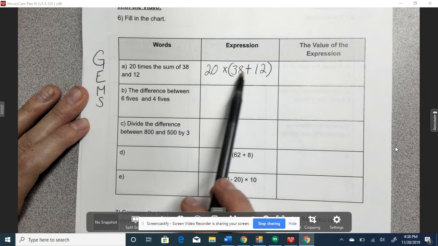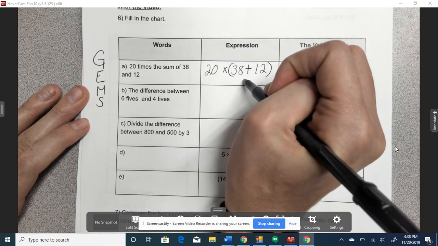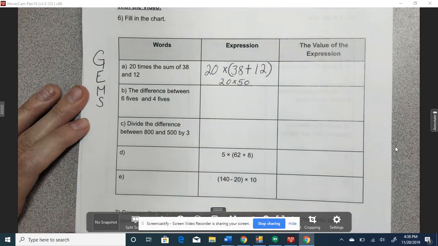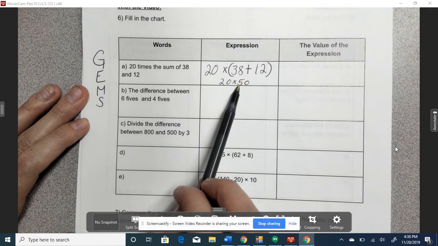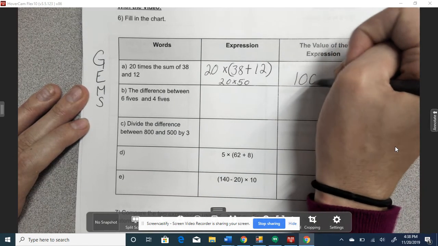So let's see. 38 plus 12. I know that's 50. And now I'm going to multiply 20 times 50. Well, 2 times 5 is 10, and 10 times 10 is 100, so that's 10 hundreds, or 1,000.